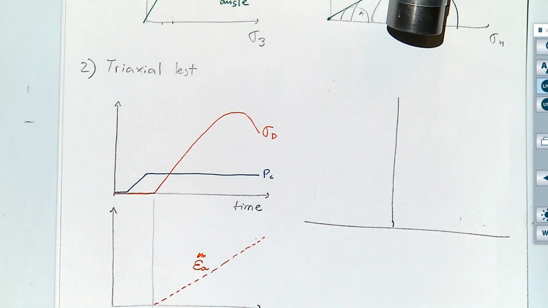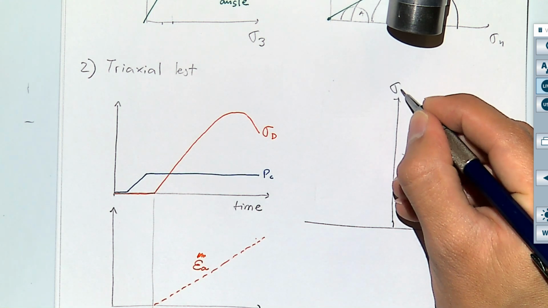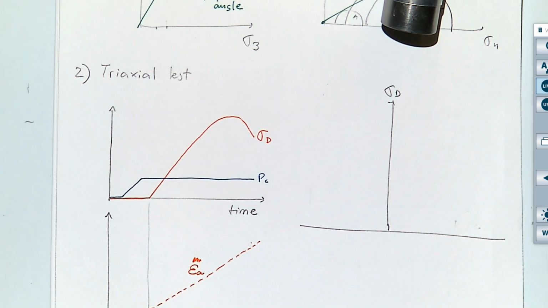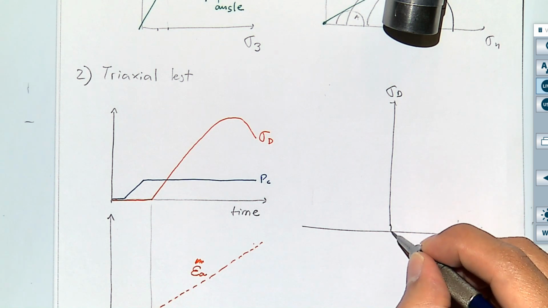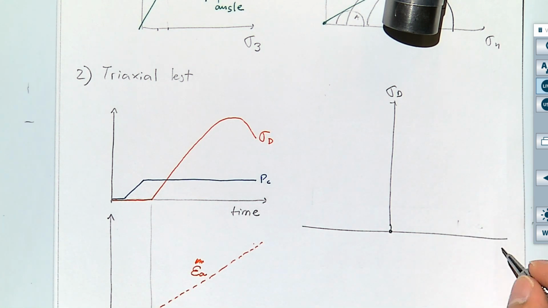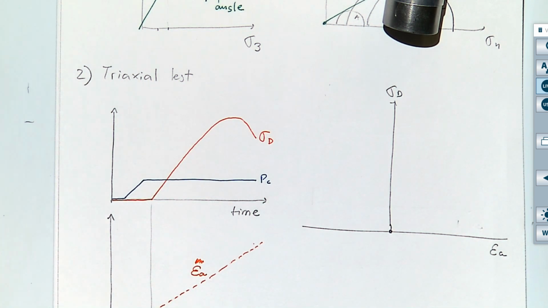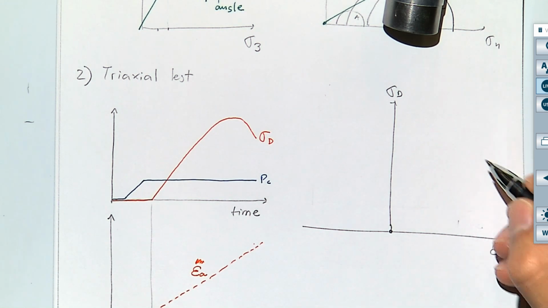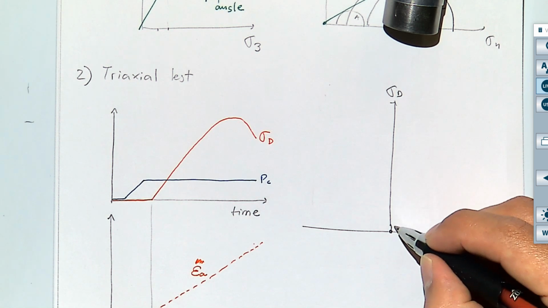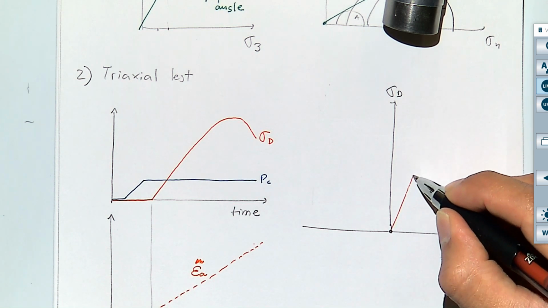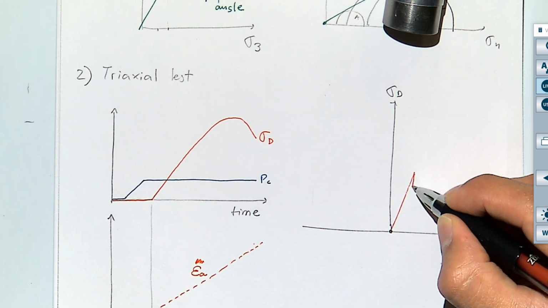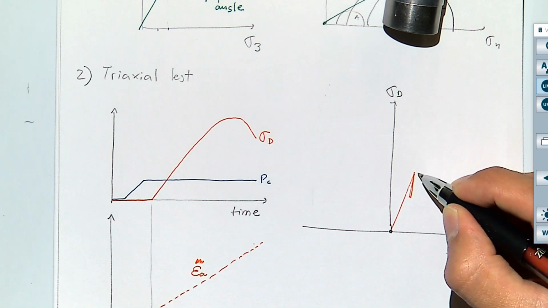I'm going to plot here the value of the deviatoric stress. This is going to start at 0, and the more compression you apply, the more the rock is going to deform in axial direction. So this is going to look like this. If you have an unloading cycle, it's going to go down, and then it's going to continue.